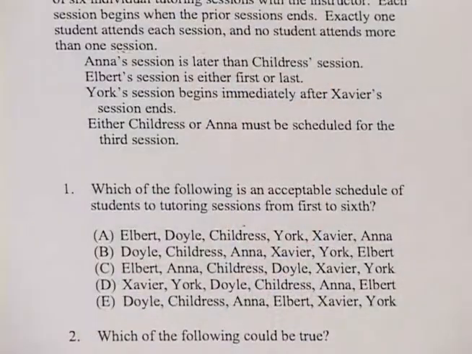Let's start with the first rule. That rule says that A is later than C. In the answer choices, A always has to be later than C. So when you find the answer choice where A is not later than C, you should cross it off. Let's look at the 5 answer choices for question number 1.